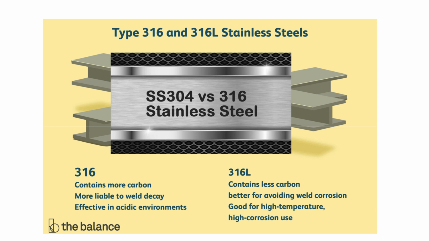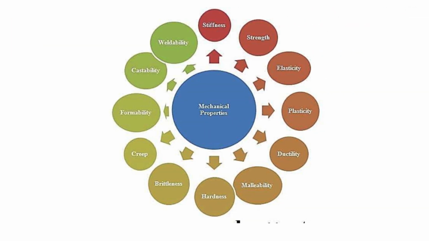As we continue, let's understand the key properties we look for in these materials. This slide shows us a whole web of mechanical properties. We have stiffness, strength, weldability, castability, conductivity. Though it's written as electricity, the intended meaning is electrical conductivity. Formability, mechanical properties, plasticity, creep, ductility, brittleness, malleability, hardness. Each of these tells us something unique about how a material will behave.